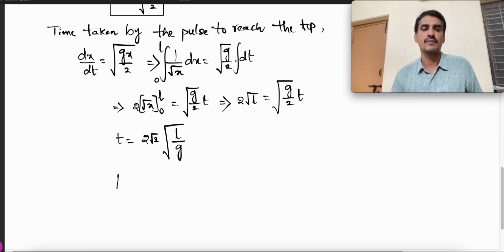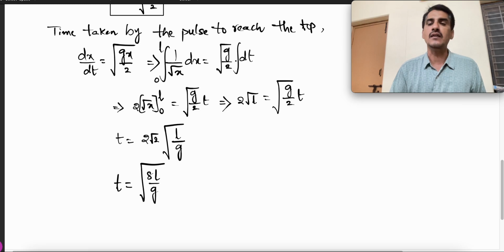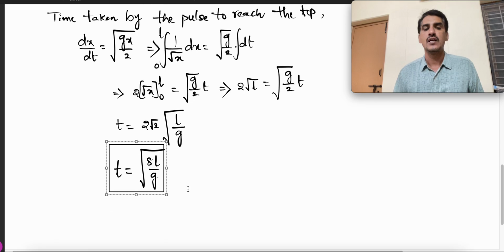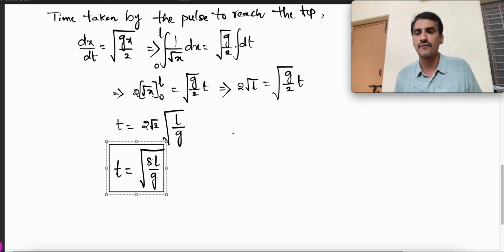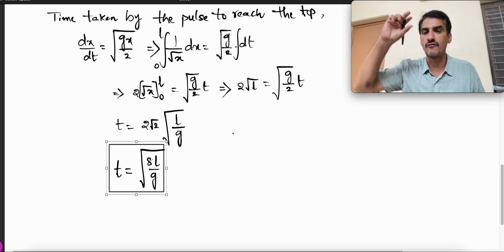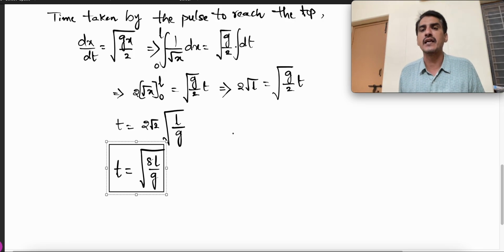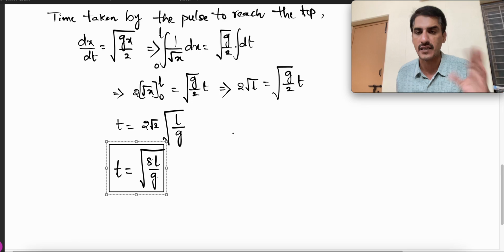See, this is simply written as root of, 2 root 2 means what? 8. Root 8, can I write? So root 8 L by g. So what is the time taken? Time taken is root 8 L by g in this case. So here I have discussed two different situations. One is a massive rope which is hanged freely from a fixed end. Now when a jerk is given at the bottom, a pulse is generated and it goes up with certain velocity. Now we are finding out how much time it takes to reach the top.